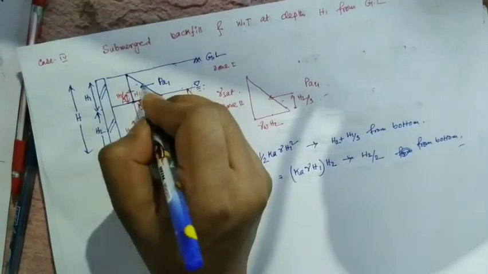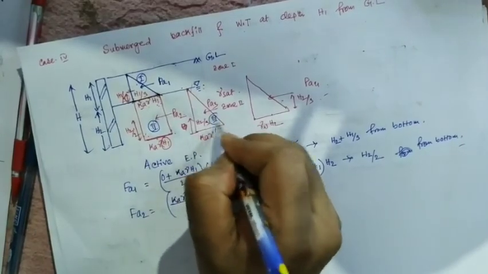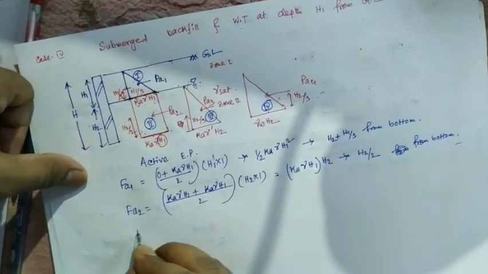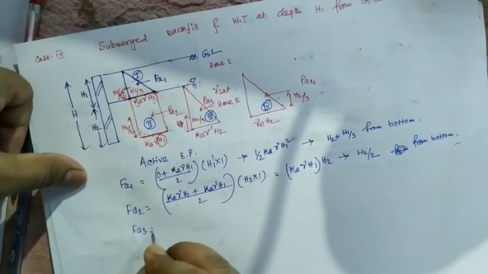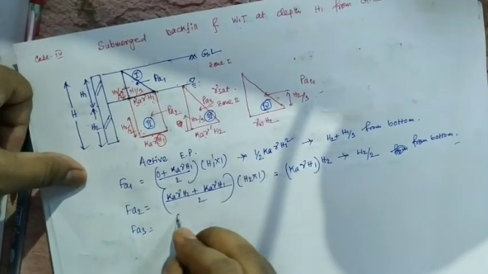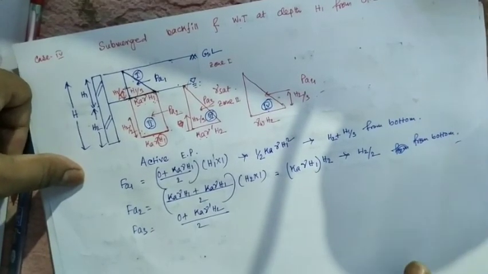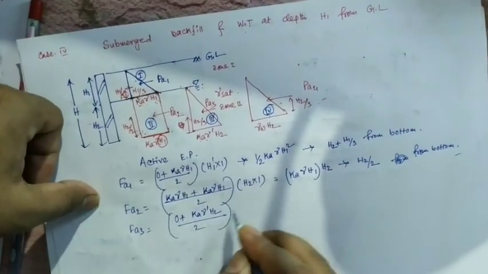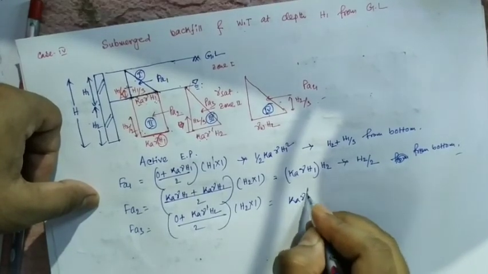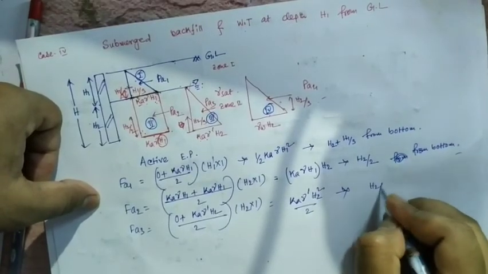So it is the first pressure diagram, second pressure diagram, third pressure diagram, and fourth pressure diagram. Now what about the third pressure diagram? That means FA3. At top it was 0, and at bottom Ka gamma submerged into H2. That means 0 plus Ka gamma submerged H2 by 2 into H2 into 1. So it will be Ka gamma submerged H2 square by 2, and it will be acting at H2 by 3 distance from bottom.